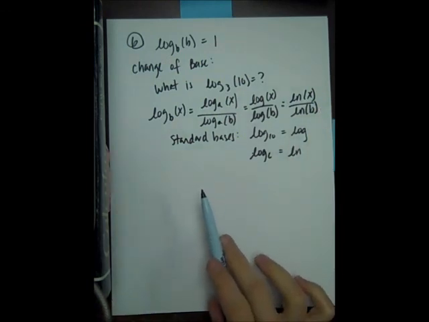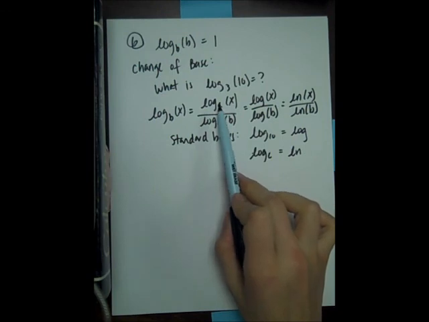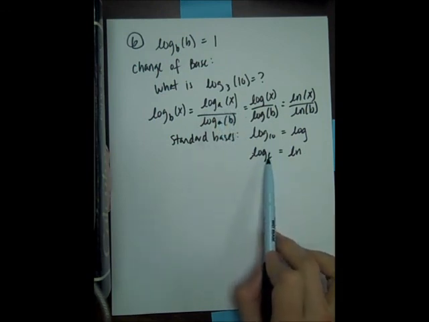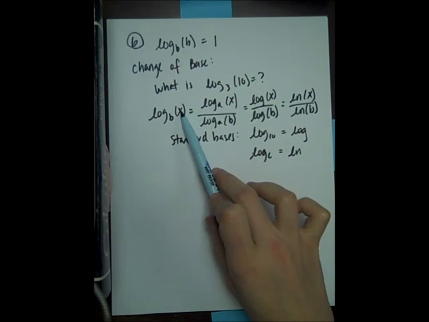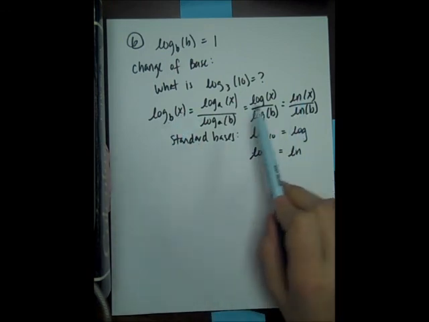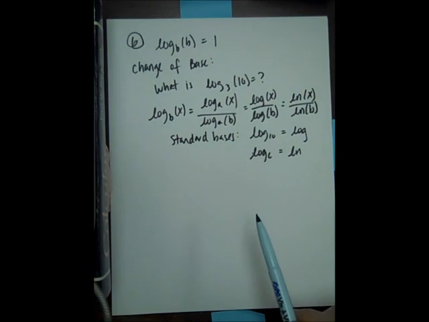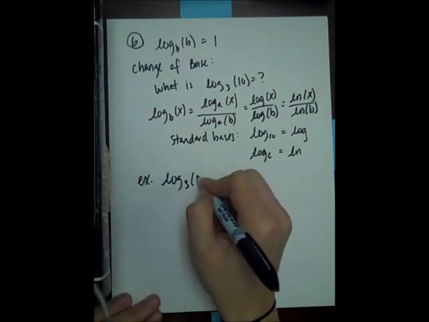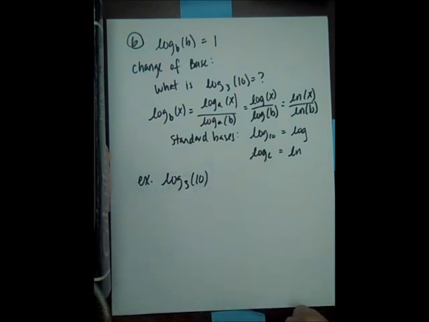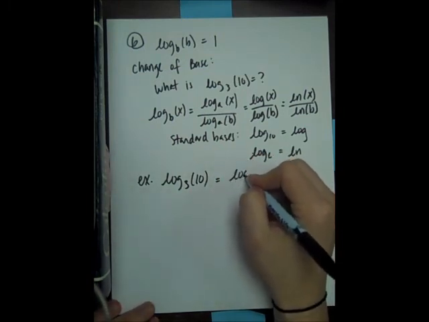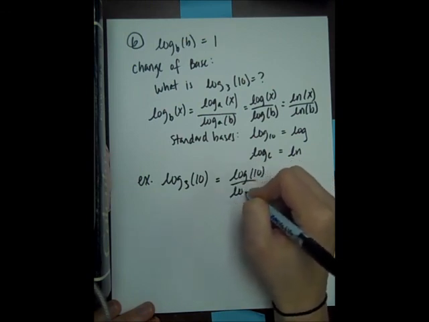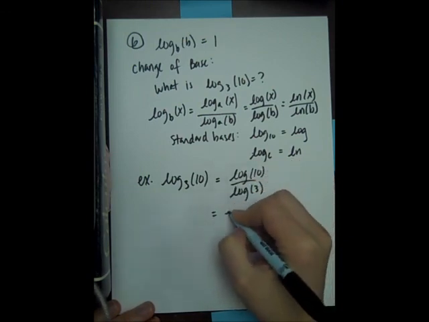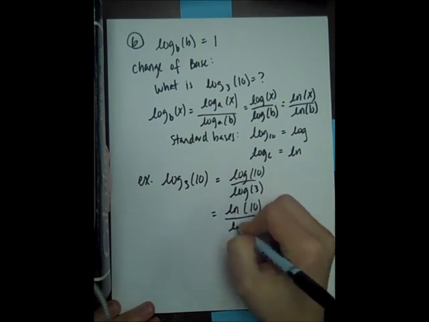So the change of base formula says pick your favorite base. If you're going to be smart about it, you're either going to pick 10 or e. Then divide log of the inside by log of the old base, or natural log of the inside by natural log of the old base. So go back to what we were trying to figure out: log base 3 of 10. I want a decimal approximation for that. In your calculator, you're either going to use log or natural log, it doesn't matter. This would be log of 10 divided by log of 3. Or if you want to use natural log, that's fine: natural log of 10 divided by natural log of 3.